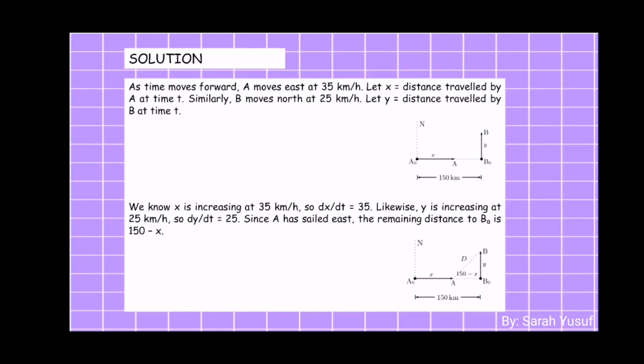From the given question, we know that A moves east at 35 km per hour. So, we let x equal to distance travelled by A at time t, while B moves north at 25 km per hour. So, let y equal to distance travelled by B at time t. We know that x is increasing at 35 km per hour, so dx over dt equal to 35, while y is increasing at 25 km per hour, so dy over dt equal to 25. Since A has sailed east, the remaining distance to BO is 150 minus x.